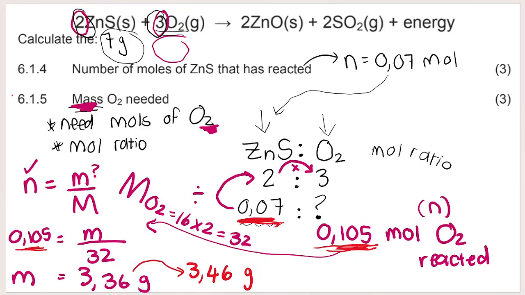But because this is a new question, they asked you to calculate number of moles of ZnS, and we got 0,07, and we rounded it off because we reached the end of a question. You may use a rounded off version in the next question, but you may also use a non-rounded off version. I hope that makes sense.